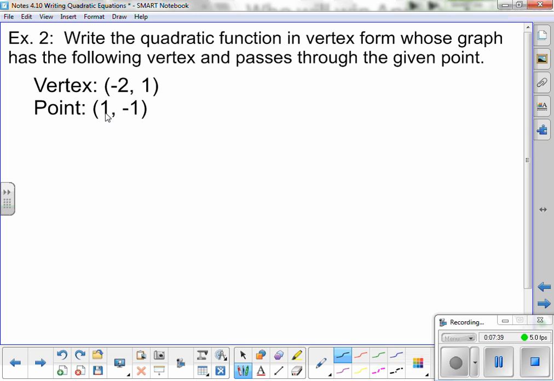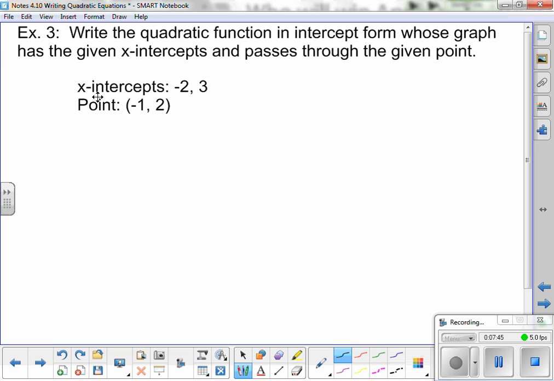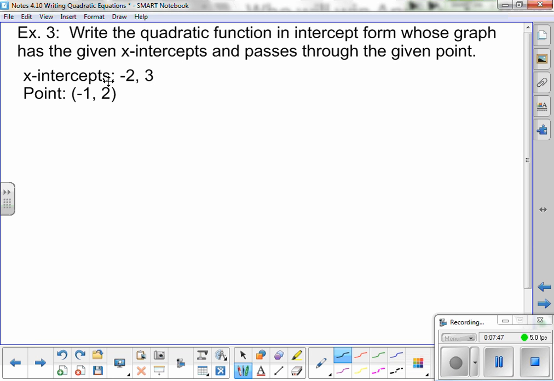Example 2 is very similar to that. I'm not going to go over it though, just to keep the time lower. I'm just going to go over the ones that we went over in class. So x-intercepts. I gave you x-intercepts and an extra point.